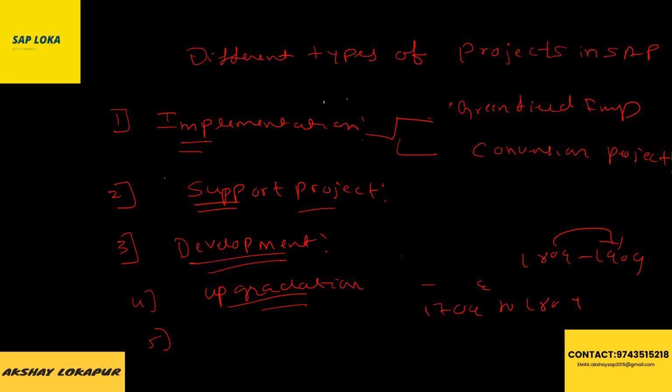And then the last one, as I told here, your conversion project or your migration project. Means the customer is already using ECC. They need to change it to S4 HANA. How will this process work? Or else your R/3 to S4 HANA. This is your migration project or conversion project. Okay, this is the overview I told. In detail, we'll study.